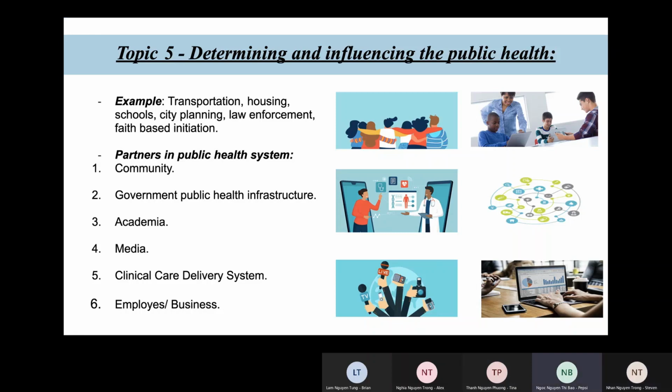Partners in the public health system: 1 is community, 2 is government public health infrastructure, 3 is academia, 4 is media, 5 is the clinical care delivery system, and finally, 6 is employers and businesses.